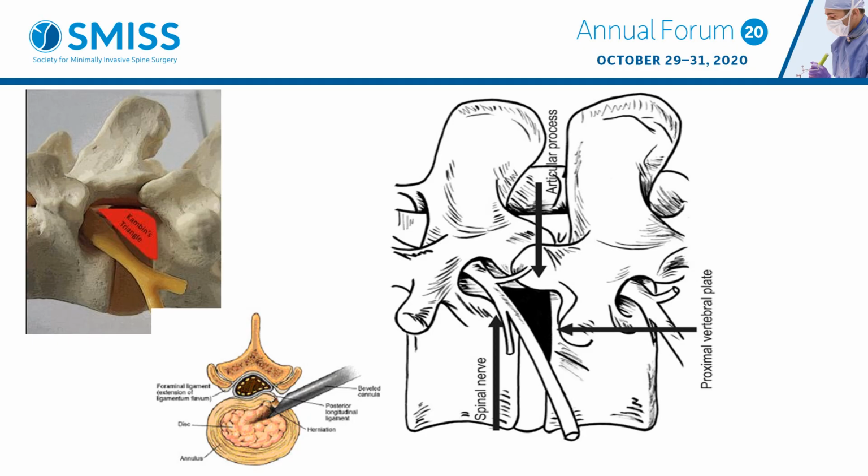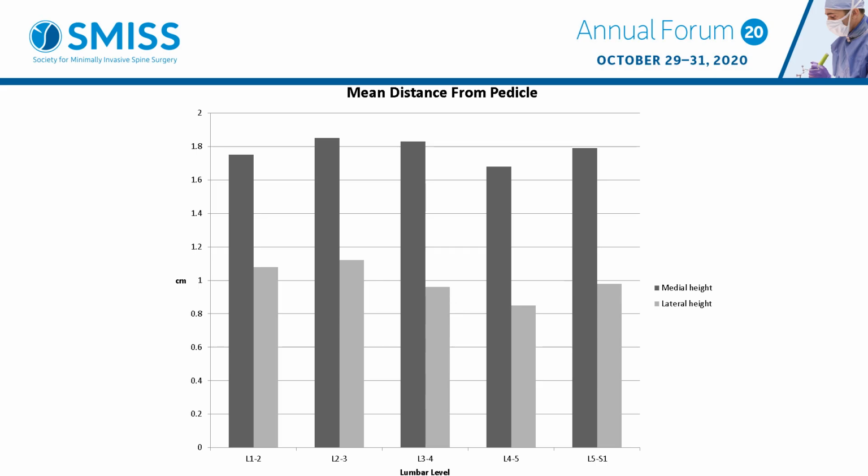One thing not shown here is how, in this diagram on the right, the facet can essentially occlude safe passage of a T-lift cage through Kambin's triangle. The cage, you could see, would hit the superior articulating process and retract and possibly damage the dorsal root ganglion, giving the patient a permanent or temporary dysesthesia.